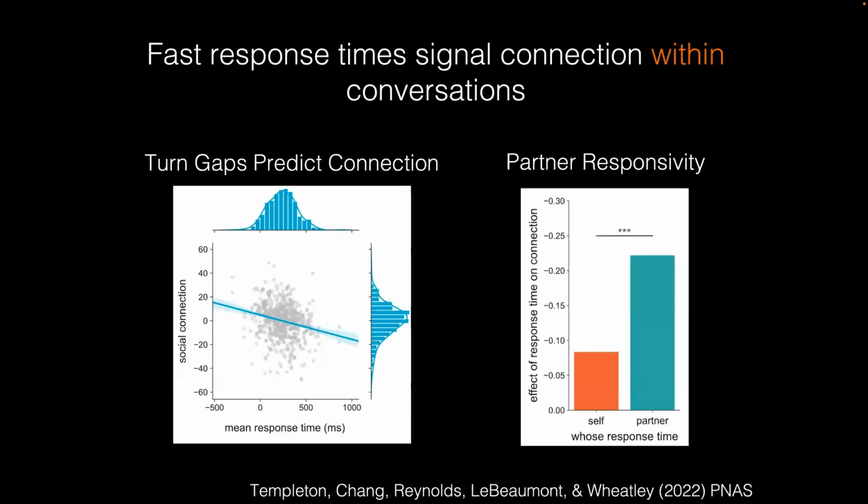Okay, so this is all correlational, looking at a data set and trying to describe it. And I think that's really important, especially when you're trying to get much more ecologically valid. But to say that it's the gap that drives this is a pretty large step. So how can we get to causal inferences on this?